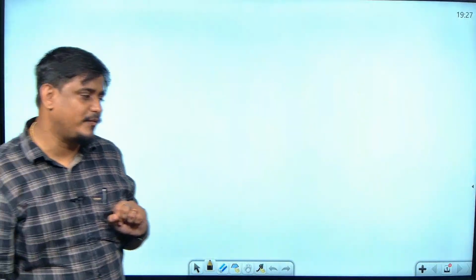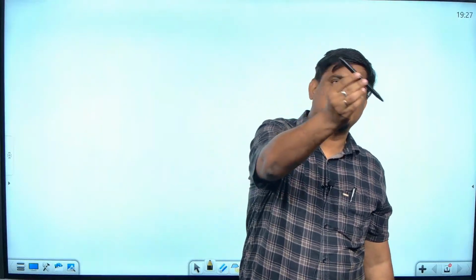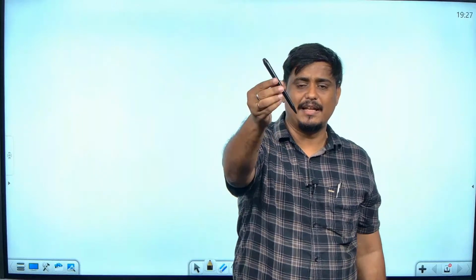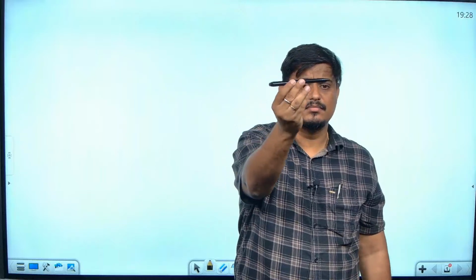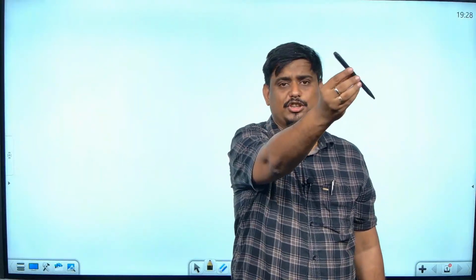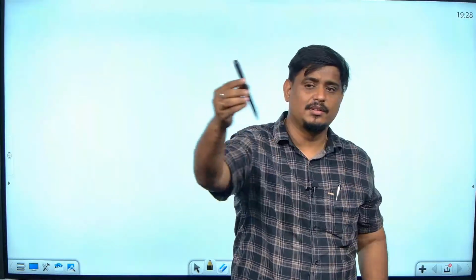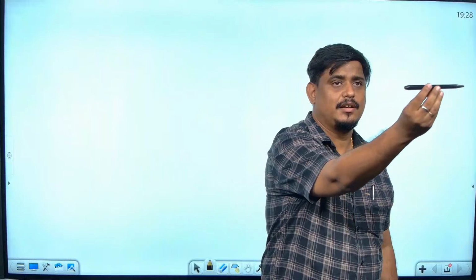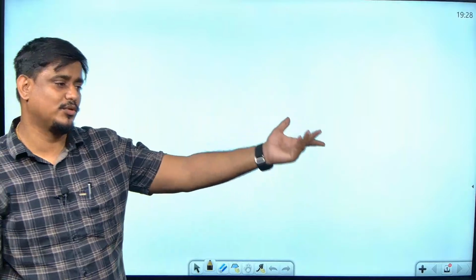Then I told you, if a dipole is placed in a non-uniform electric field, then it will experience a translatory force in addition to rotational force, which will make the dipole move some distance along with turning. So if it is kept like this, it will move like this. If it is only a uniform electric field, it will just rotate from its position like this. But if it is an electric field which is non-uniform, it will go like this. So it will have translatory force in addition to rotational force.